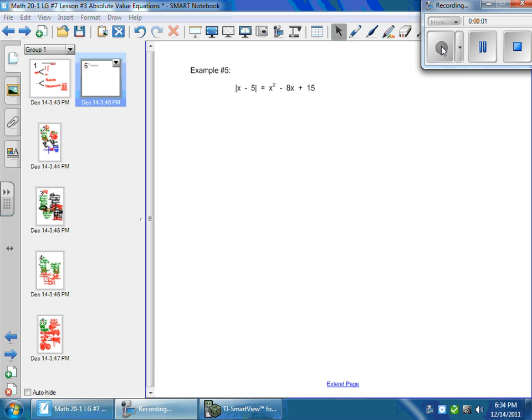All right, I found a real pretty question for you. Look, you've got an absolute value function here. You've got a quadratic over here. So let's take this guy here. We've got the absolute value of x minus 5. So let's find the critical point to this.